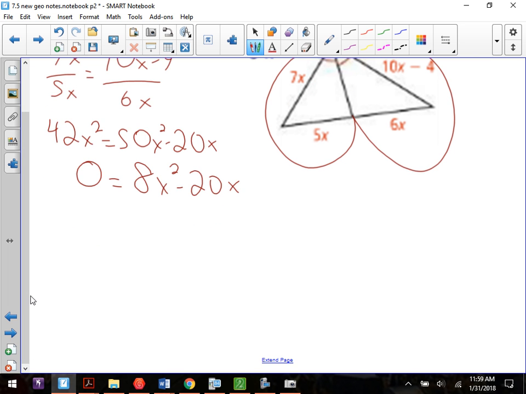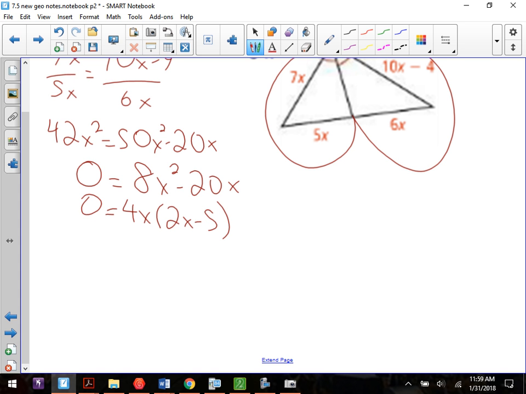In this case, since it's not a trinomial, I subtracted 42 from 50. Since it's not a trinomial, I don't have to worry about multiplying ends together to add to the middle. I have two parts. I just have to look for the GCF. What do 8x squared and 20x have in common? 4x. Good. Take out the 4x. You get 2x minus 5.